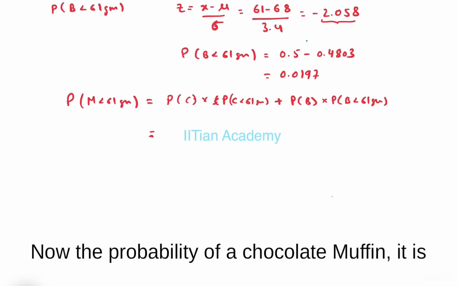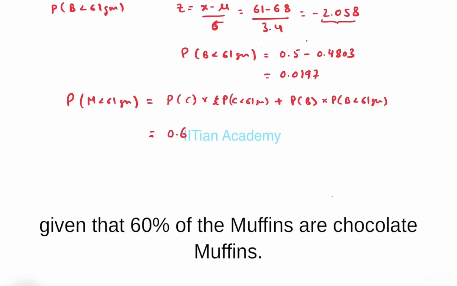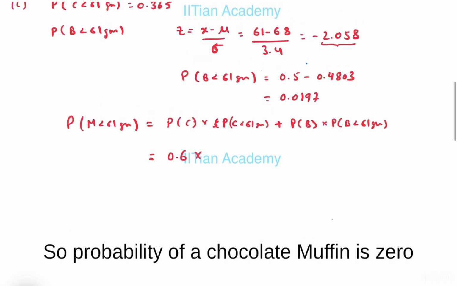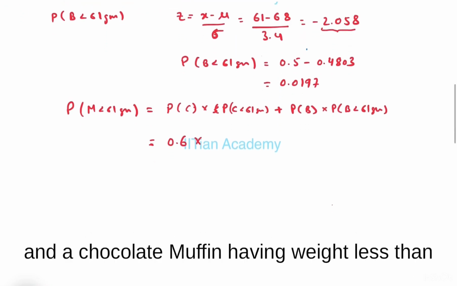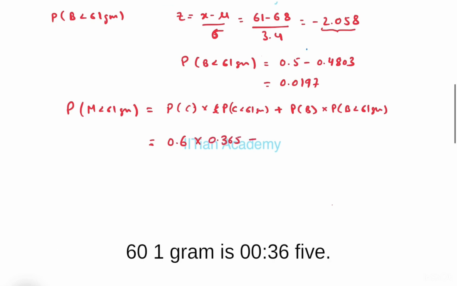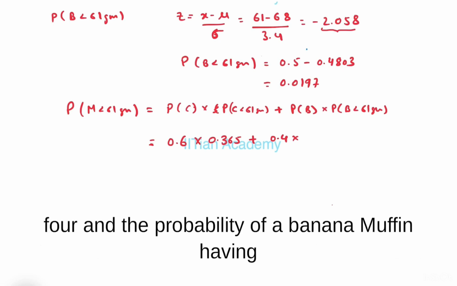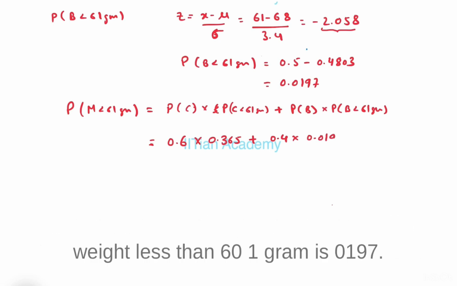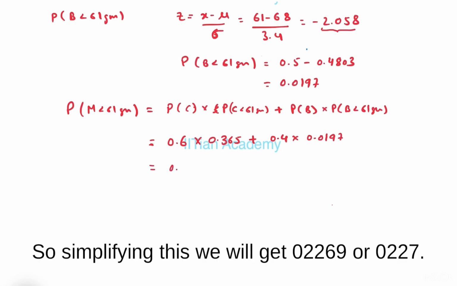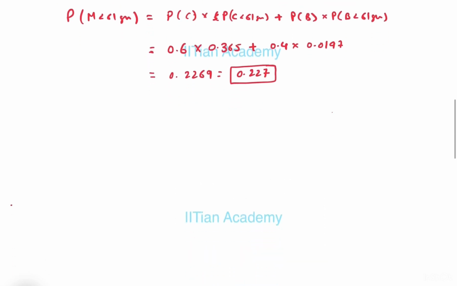Now for the probability of a chocolate muffin, it is given that 60% of the muffins are chocolate muffins. So the probability of a chocolate muffin is 0.6, and a chocolate muffin having weight less than 61 gram is 0.365. Now the probability of a banana muffin is 0.4, and the probability of a banana muffin having weight less than 61 gram is 0.0197. So simplifying this, we will get 0.2269 or 0.227. So this is your solution.